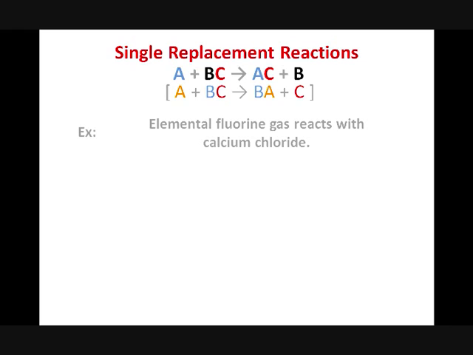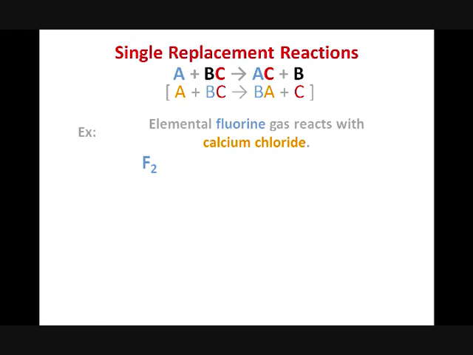What do we know? Well, we know we've got fluorine. When it says elemental fluorine here, it's telling us that it's fluorine all by itself, just the pure lone element, not in any sort of compound. We're also told that the fluorine is reacting with calcium chloride. We're not told anything else, so let's see what we can start writing out.